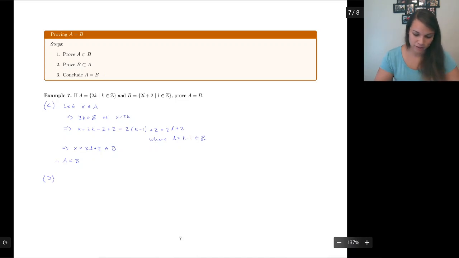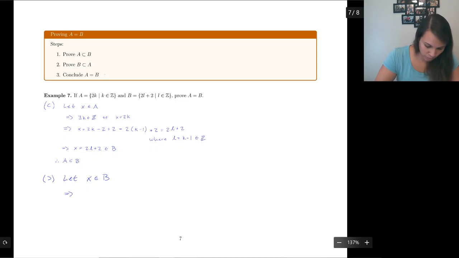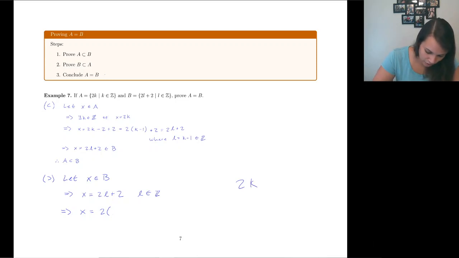We move on to the other direction. So now we're going to start with something that's in B, and we're going to push it into A. So let x be an element of B. Then by definition of being in B, we have that x equals 2L plus 2, where L is an integer. Then we can say that x is equal to 2, and I'll just factor, because I'm looking for just 2 times an integer like that. So I'm going to factor the 2 out.